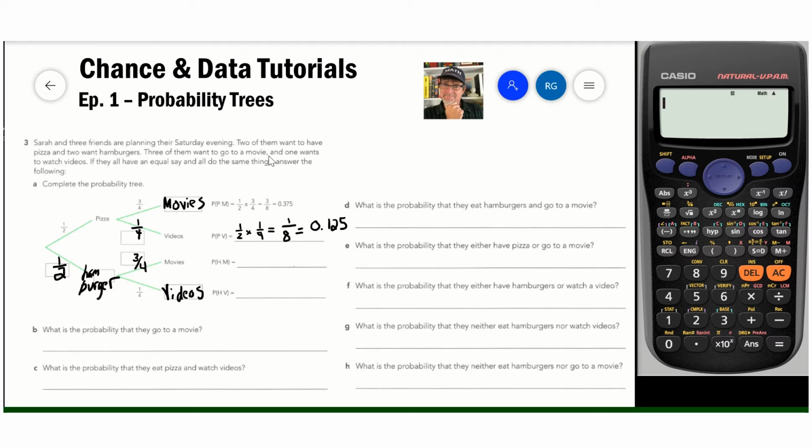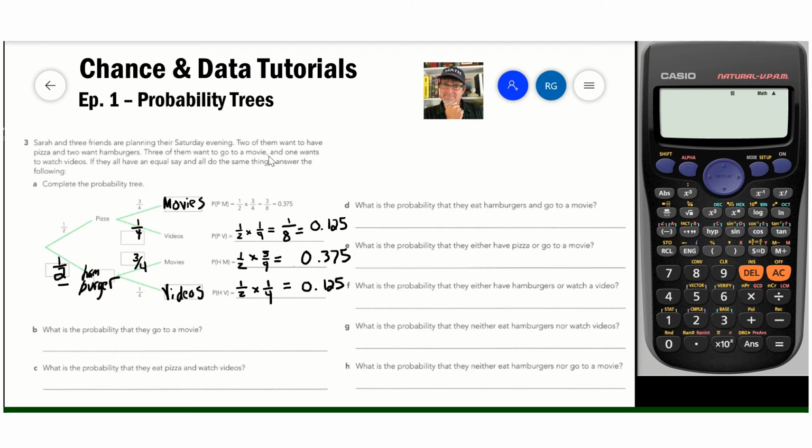Okay, now next one is probability of hamburgers and movies. So we just take the 1/2, which we got right here, and then multiply it by this one right here, 3/4, and that gives us 0.375, which is 3/8. And then the same one down here, we got 1/2 times 1/4. As you can see from the one up above, that's just 0.125.